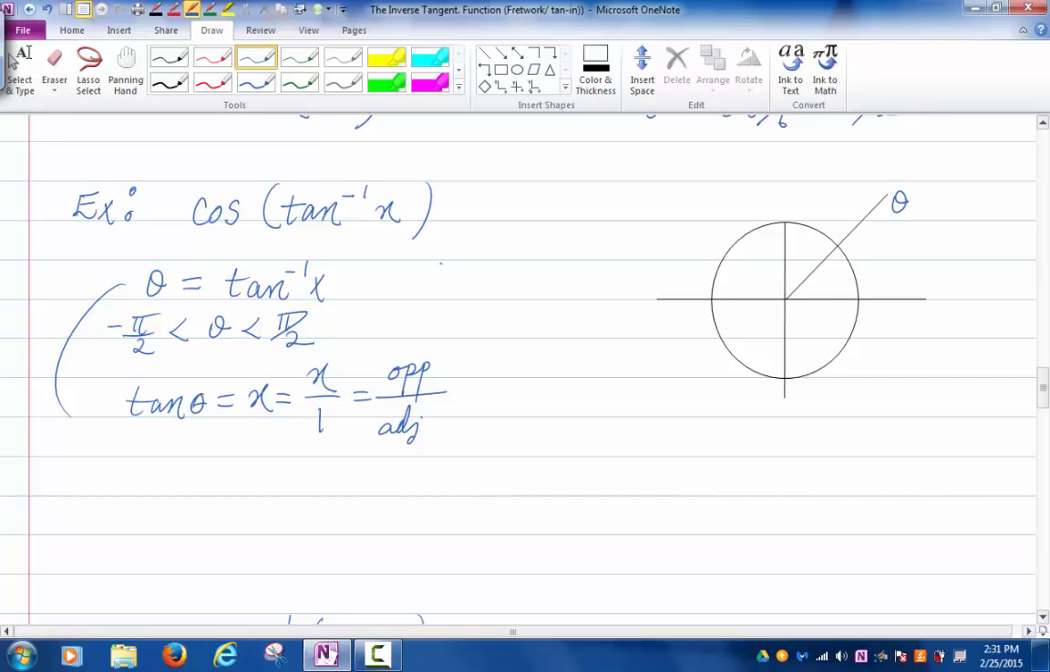In that case, what is the reference triangle? The reference triangle is here, and the opposite would be x. The adjacent would be 1. The hypotenuse would be, by Pythagoras, the root of 1 plus x squared. So from there, do I know what is cosine of theta? What is cosine of theta?